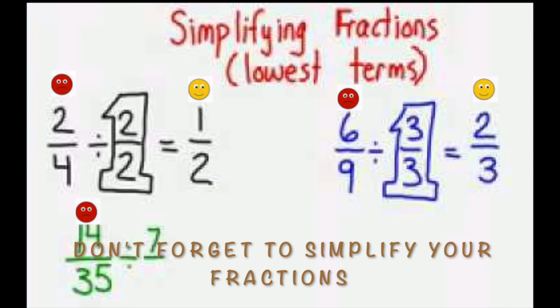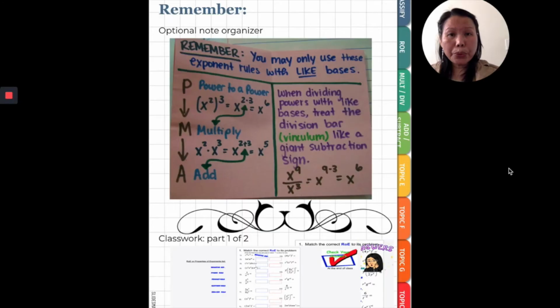Okay, remember, you may only use these exponent rules with like bases: power to power, multiply or the product rule, and then also the quotient rule.